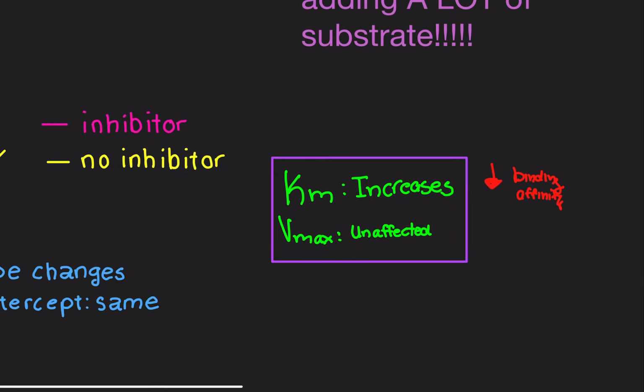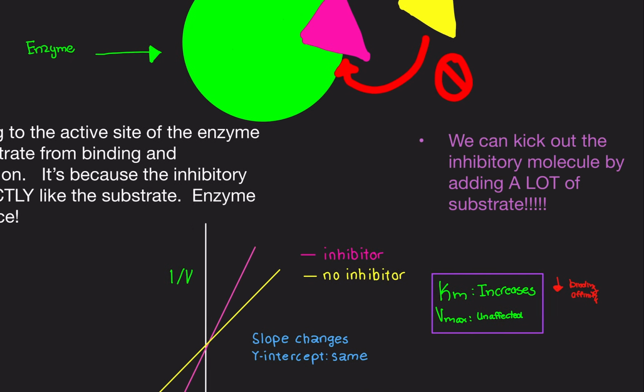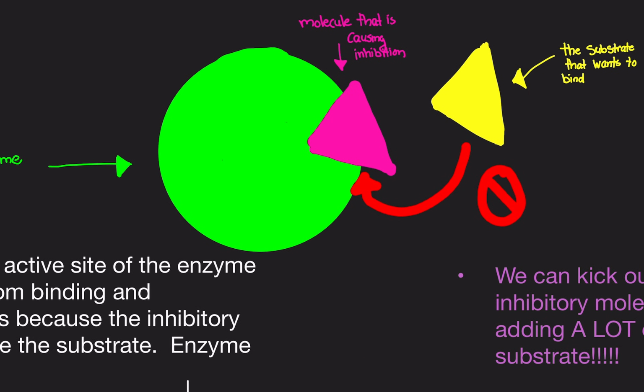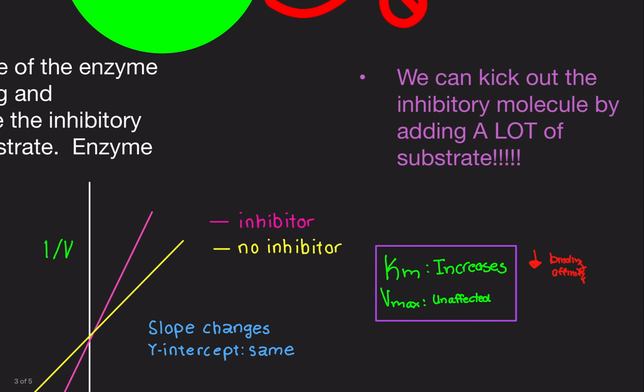Okay, it's a lower binding affinity. Because let's think about this. Let's go back to the toaster again. If the toaster has 6 spots, but 3 of them are being blocked, that means only 3 pieces of bread can bind. That's a lower binding affinity compared to the natural 6 pieces of bread if nothing was blocked. But since it's being blocked by crumbs or this inhibitor, the binding affinity goes down. But here's the thing, the Vmax is unaffected.